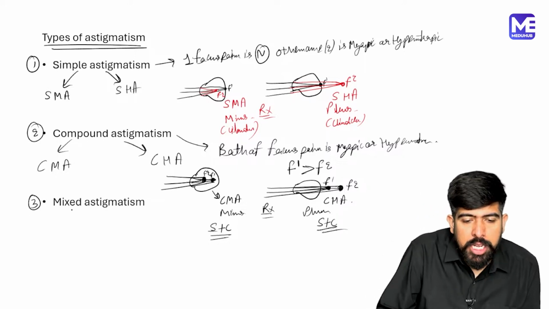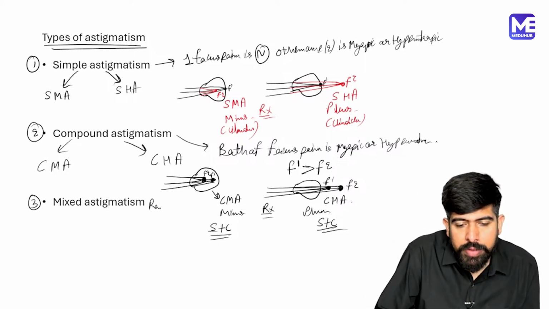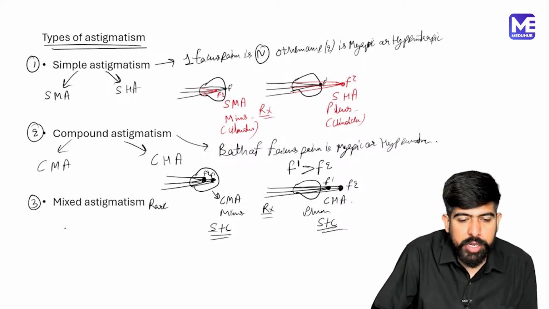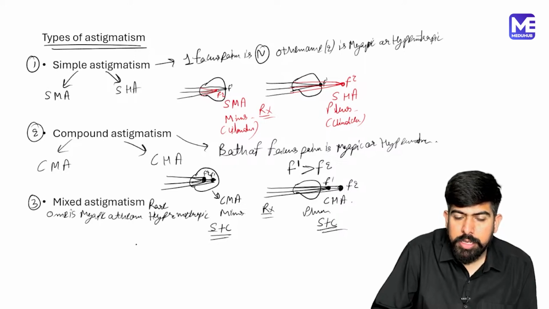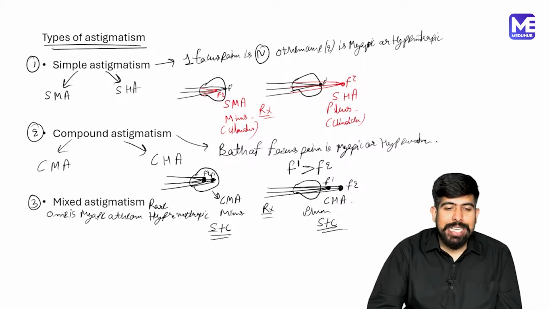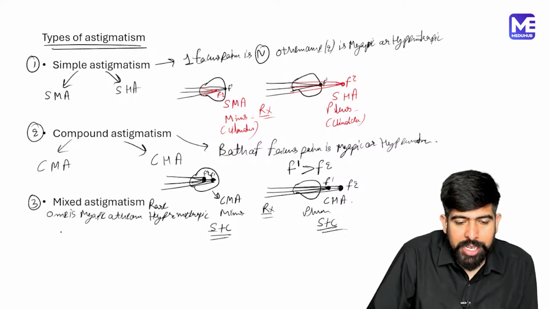And the last one, which is the mixed one, which is rare. And what is the meaning of rare? Please remember, one is myopic and the other one is hypermetropic. Yes, is it possible, sir? Yes, it is possible. So I'm drawing a diagram for you.